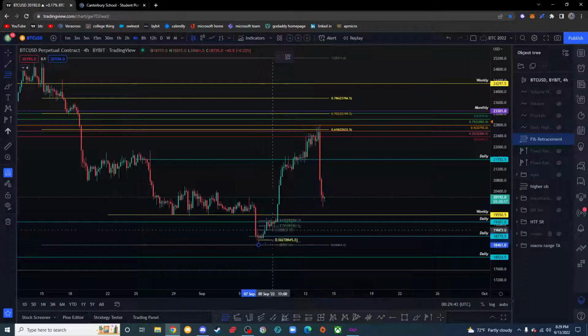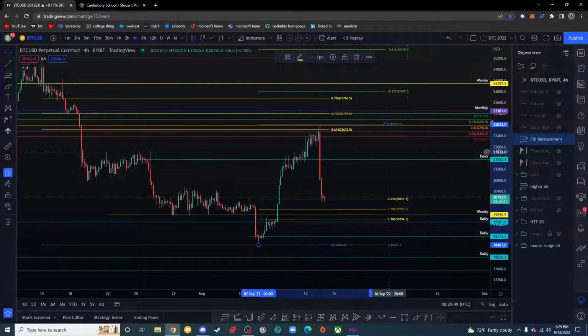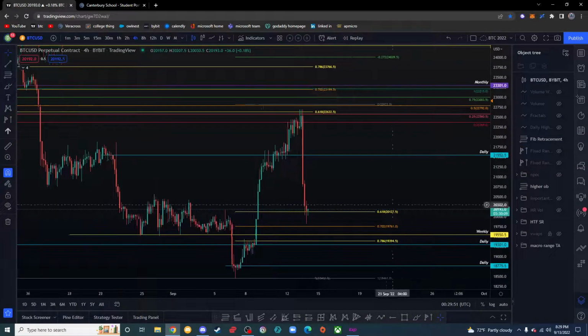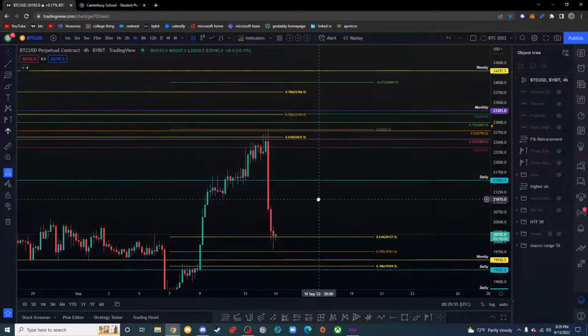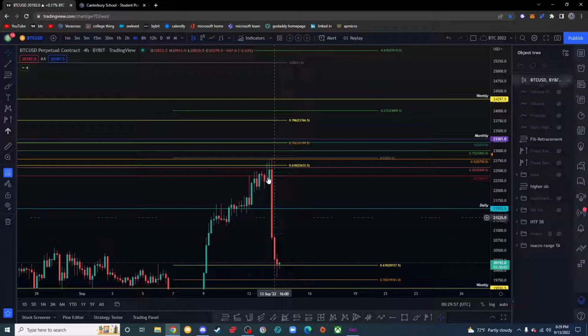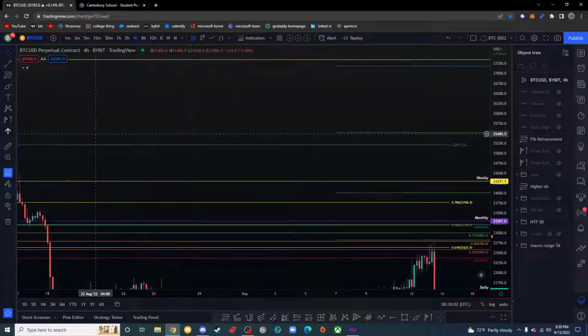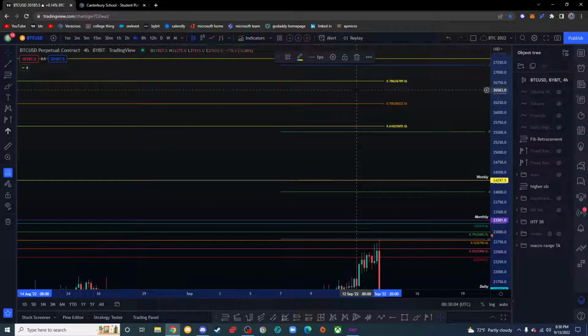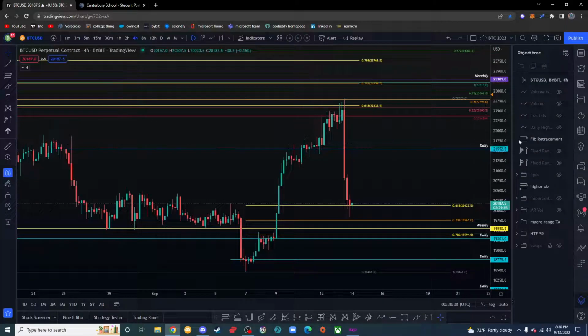I'm just doing some live TA. Let's look at where we find support. What do you know? There's your 618, your 0.666, or your 0.6 is just below. 272 is just above these highs. That could be a potential swing trade, or that could be a potential SFP.